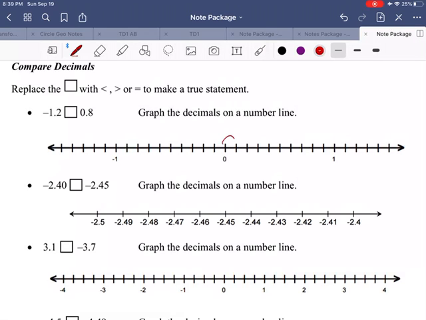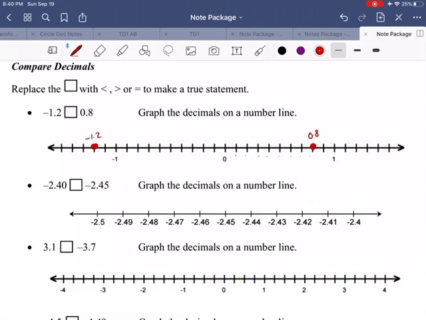Now if you notice each one of these steps, how many do we have in between whole numbers? We've got 1, 2, 3, 4, 5, 6, 7, 8, 9, and that makes 10. So each one of these little steps is 0.1. All right, so 0.8 is going to be 1, 2, 3, 4, 5, 6, 7, 8. 0.8, and negative 1.2 is going to be down here.